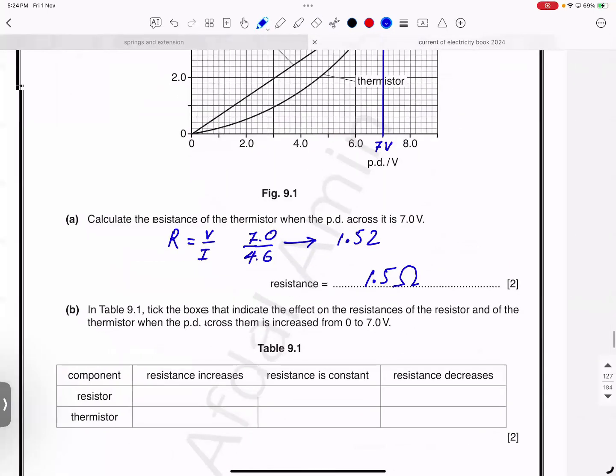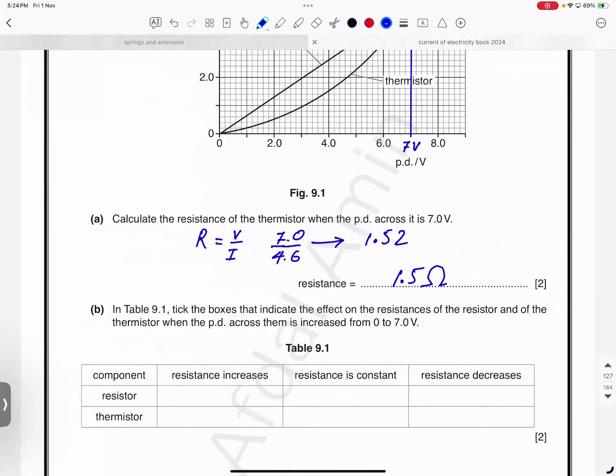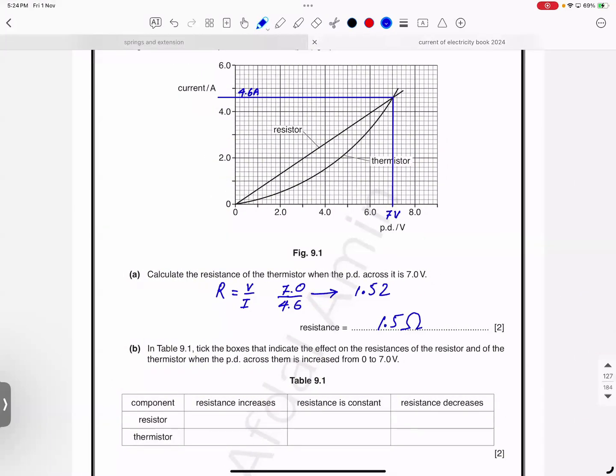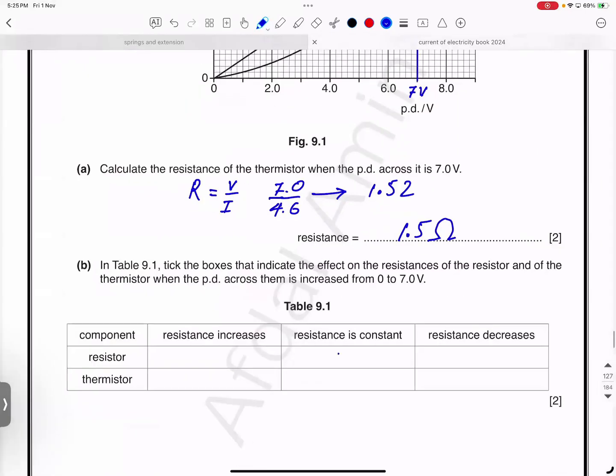Okay, next question. The table 9.1, tick the boxes to indicate the effect on resistance of the resistor and the thermistor when PD is increasing. Can you see resistor is a straight line graph? Resistance is a constant. Sorry, resistor. And now thermistor.